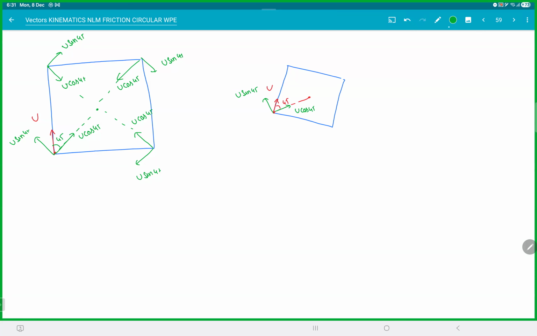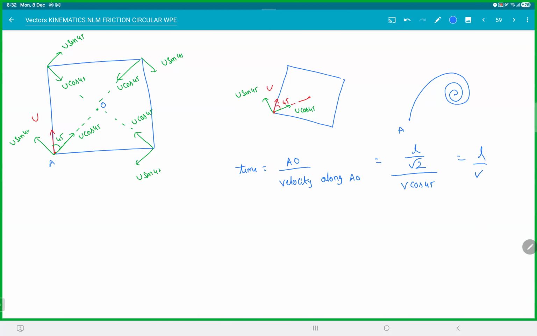That is a main theme in this kind of questions. One component is making you go in a circle, one component is bringing you closer and closer. So the square is shrinking, shrinking, shrinking, and if you look at the path of A, it looks something of this sort. It's a spiral. This is how the path would look. Right? So if you want to find the time, it's straightforward. Time will be distance from A to O and velocity along A to O. It's like displacement by velocity in that direction. So A to O will be half of the diagonal, L by root 2, and this will be V cos 45. That will cancel, giving L by V. Straightforward, done.